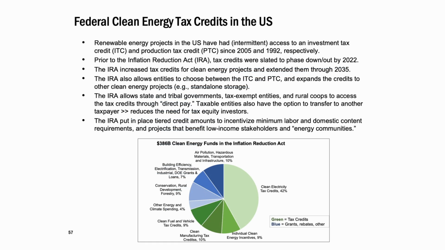Historically, prior to the IRA, there were two different types of tax credits, the investment tax credit and the production tax credit. And historically, the investment tax credit, or the ITC, had been most relevant for solar, and the production tax credit, the PTC, was available to wind energy. But the IRA changed that. It allowed wind and solar projects to elect which tax credit they want between the investment tax credit or the production tax credit.